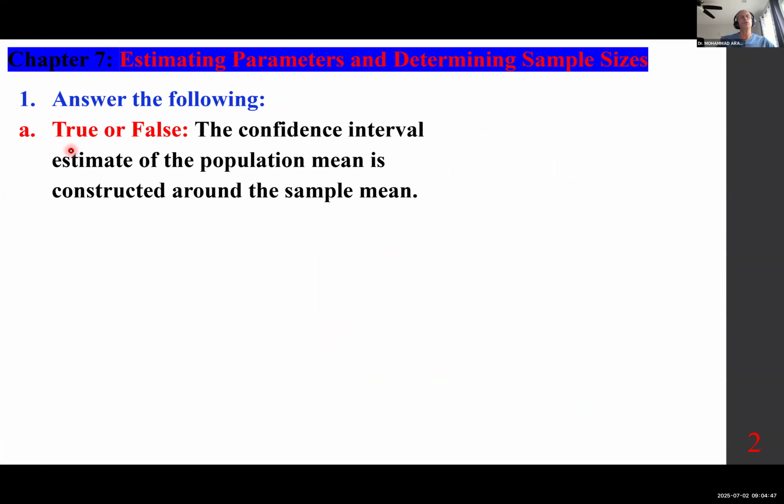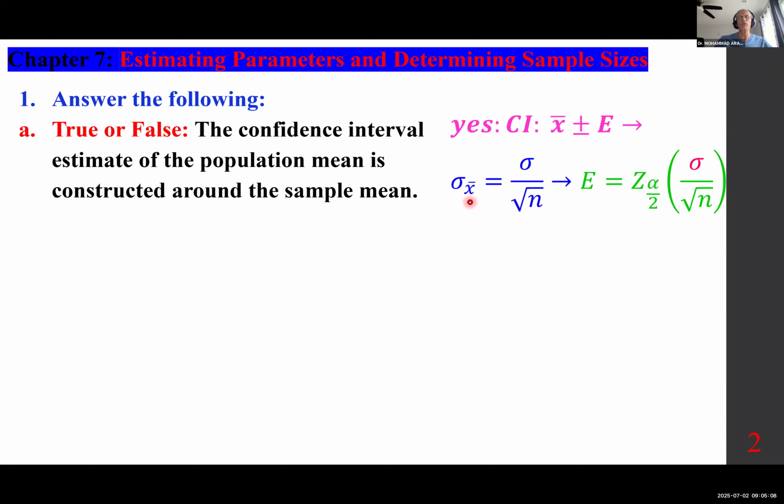Answer the following. True or false, the confidence interval estimate of the population mean is constructed around the sample mean. The answer is yes, because the formula is X bar plus minus E, CI short for the confidence interval. So we start with the sample mean and we add the E. Now, how do we find the E? Sigma of X bar is sigma over square root of N, and E is Z alpha over 2 sigma over square root of N. Everything has a formula.